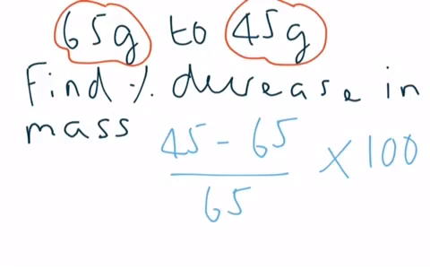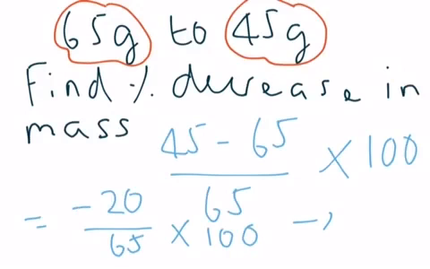45 minus 65 is going to give you a negative number, which is what we want here because we're looking for a percentage decrease. So 45 minus 65 equals minus 20. So we've got minus 20 over 65 times 100. And that would give you an answer of 30.8%.